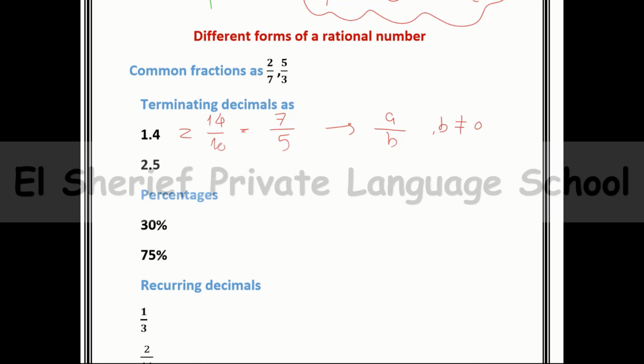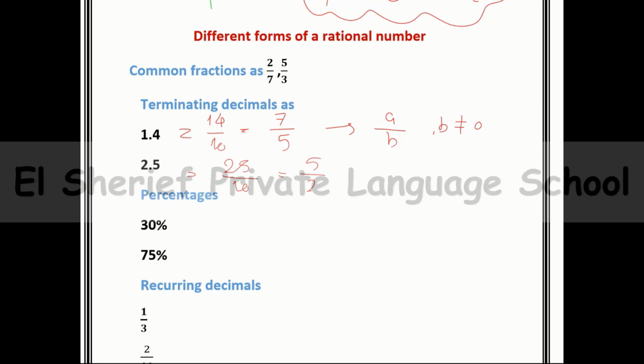2.5. In the same way, 25 over 10, divided by 5, is equal to 5 over 2. In the same way, it is a rational number.